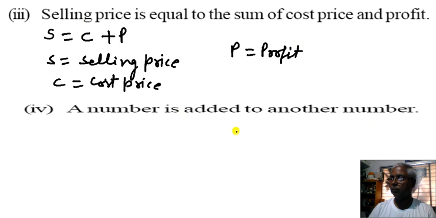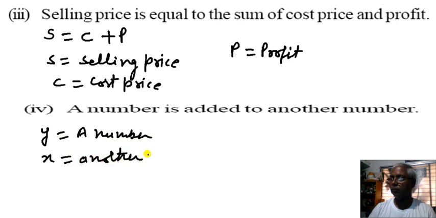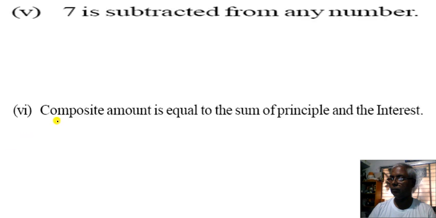Now, a number is added to another number. Suppose a number is y, and x is the second number, another number. So a number is added to another number, that is x plus y. That is your answer, where x and y are the variables.